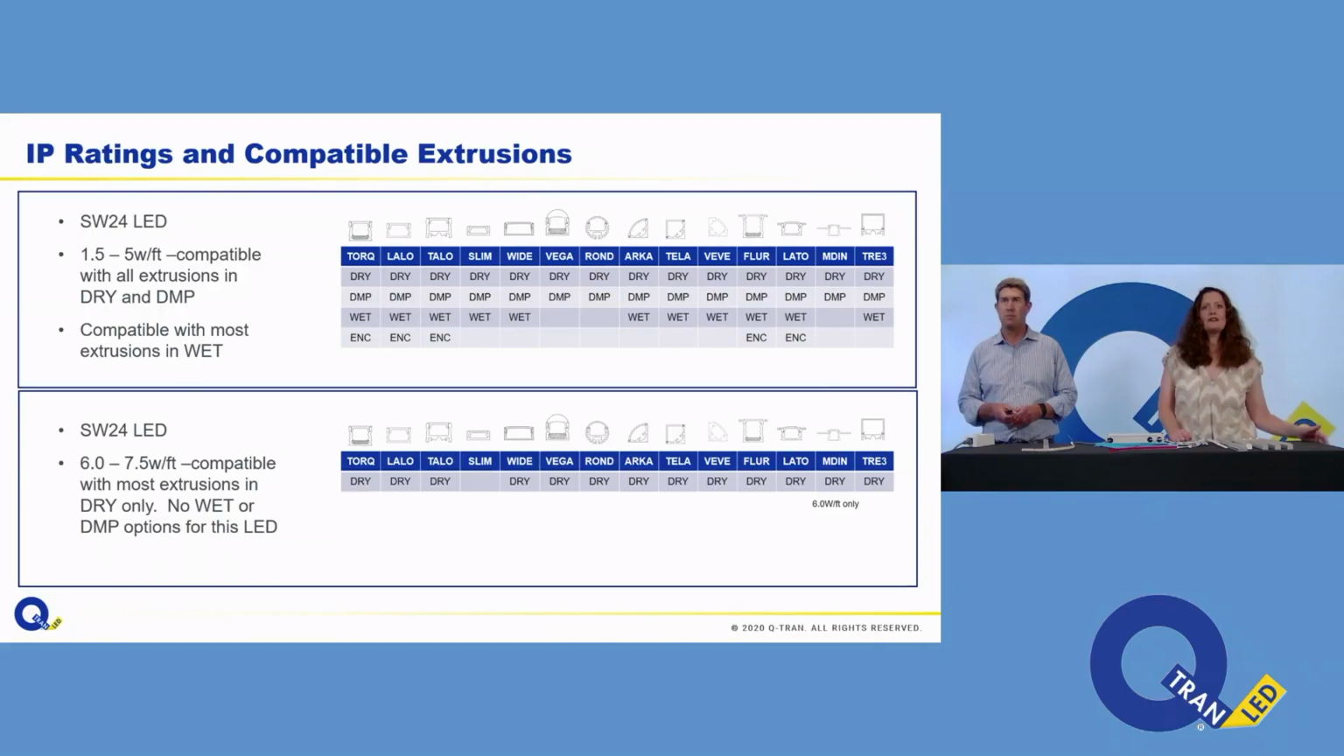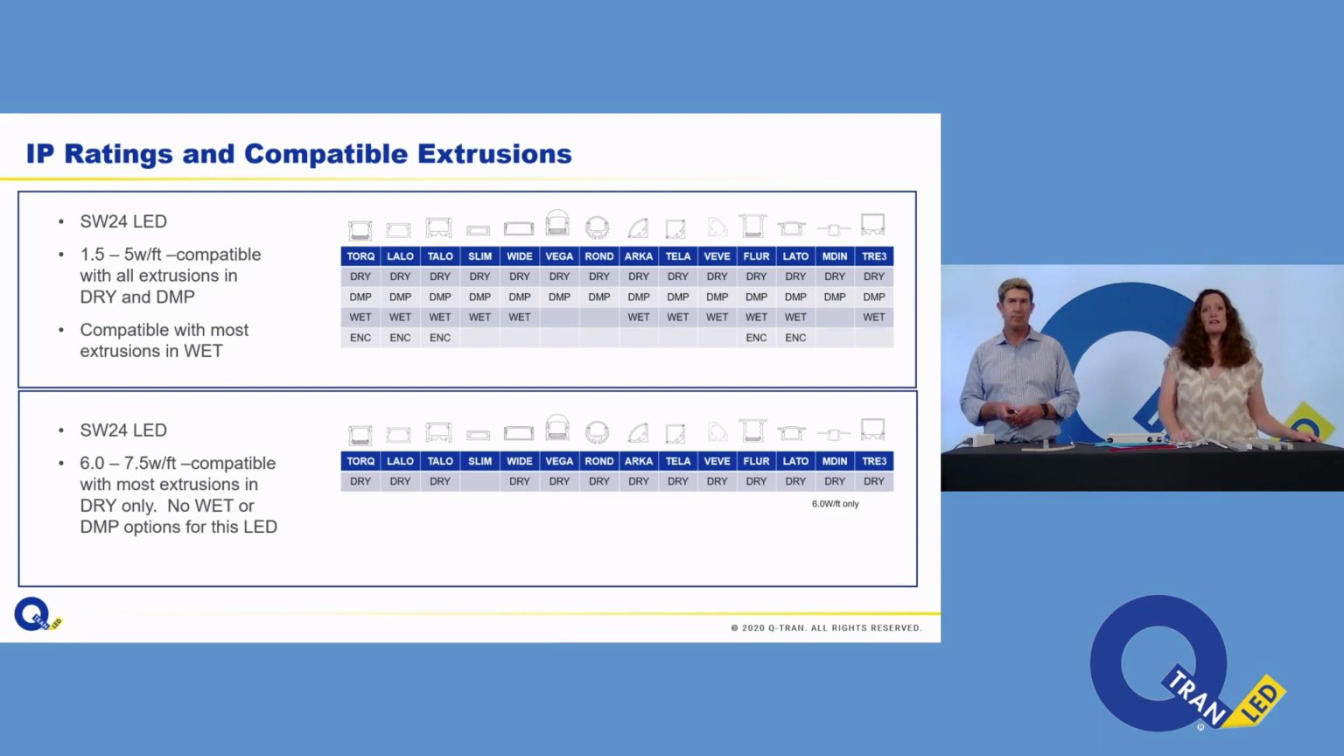So for comparisons, we made some charts again of what the offerings are. Our static white 24 is our most versatile, not to be confused with the Verse. We have the most wattages, the tightest pitch, and it's available in dry, damp, encapsulated, and wet. We're only really talking about dry and wet today, but that's probably the most versatile of the static white series. So you're going to get a lot of use out of that. You're going to get it into most of our extrusions in a lot of the IPs.